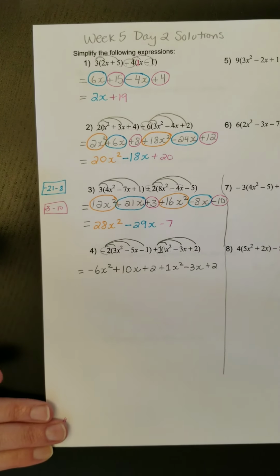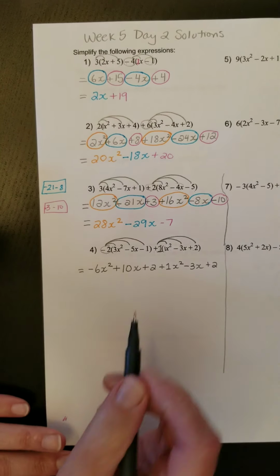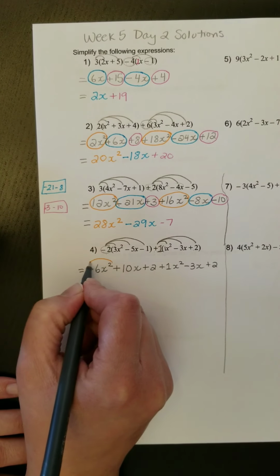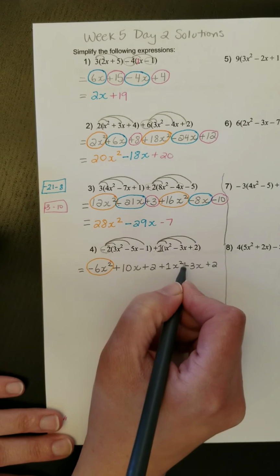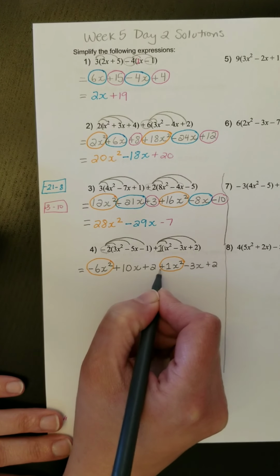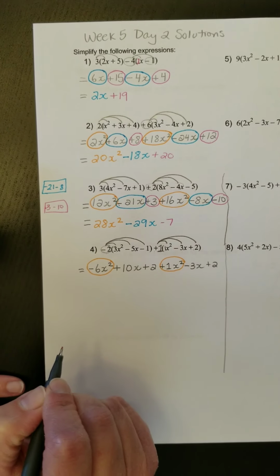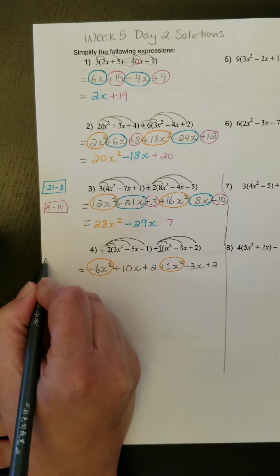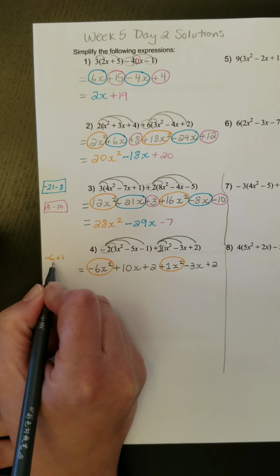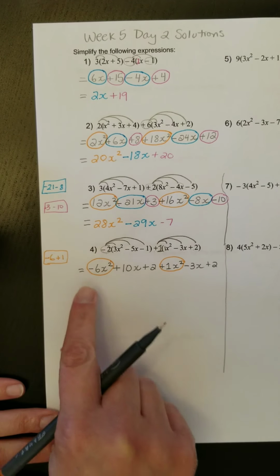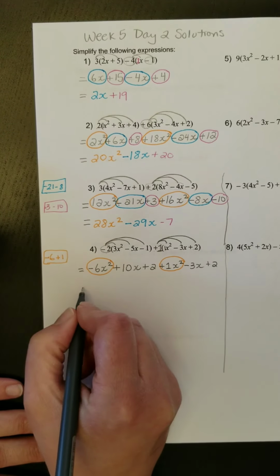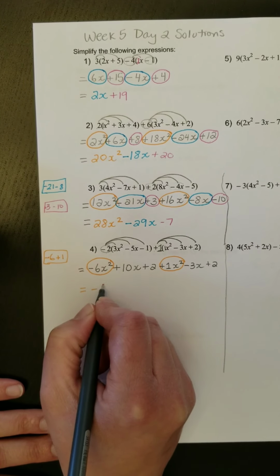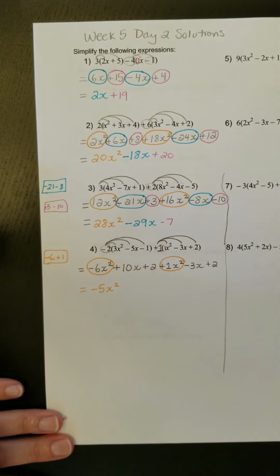Continue that down. Now when we're looking at our like terms, I have negative 6x squared plus 1x squared. Again, grabbing that number out to the side. So I've got negative 6 plus 1. That's the calculation I do for my x squared terms. Negative 6 plus 1 is negative 5x squared.